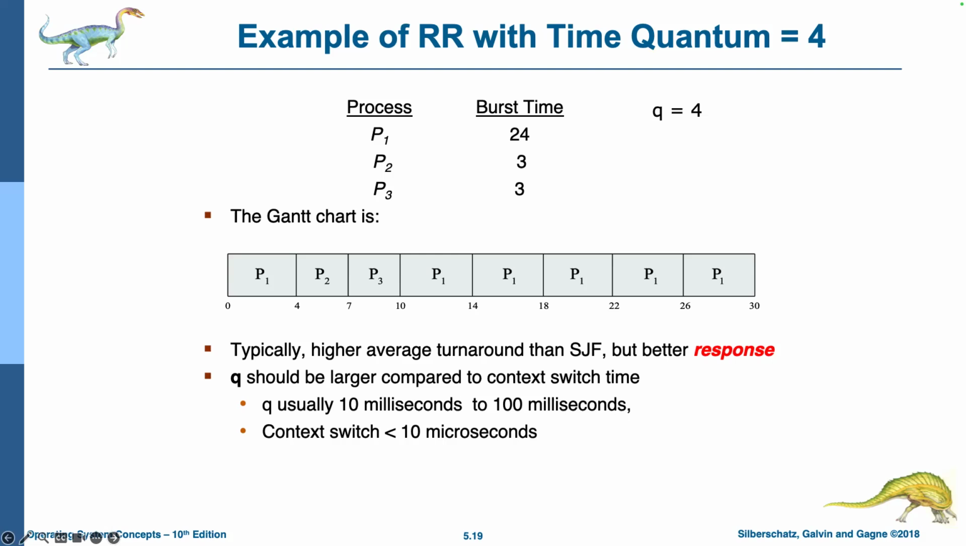Typically it has a higher average turnaround than SJF. I say SJF, shortest job first, is the optimized version, but you cannot reach it. That's why we never have an implementation of shortest job first. Does anyone tell you, oh, I implemented shortest job first? It's fake. It must be fake. That would mean we can predict the future.